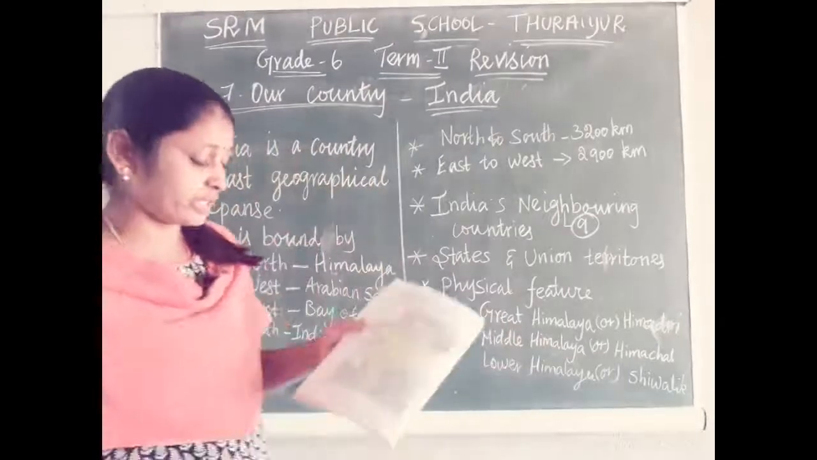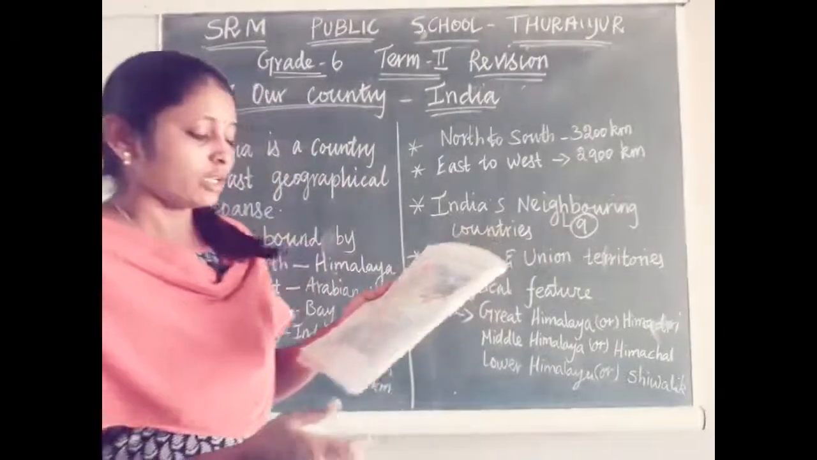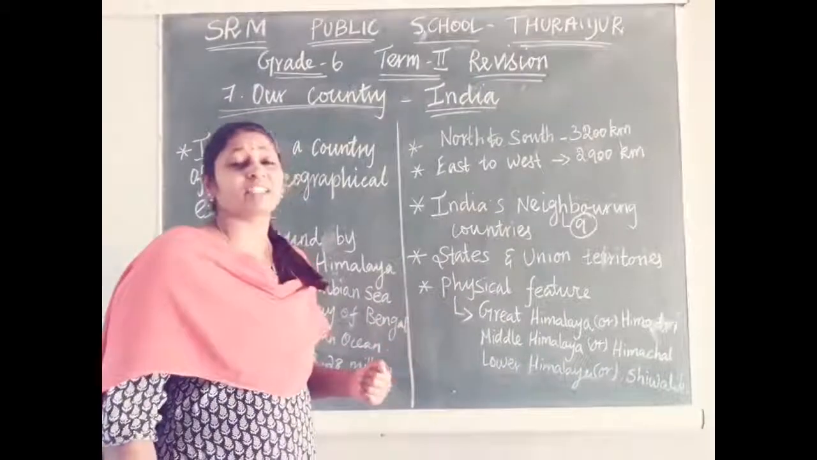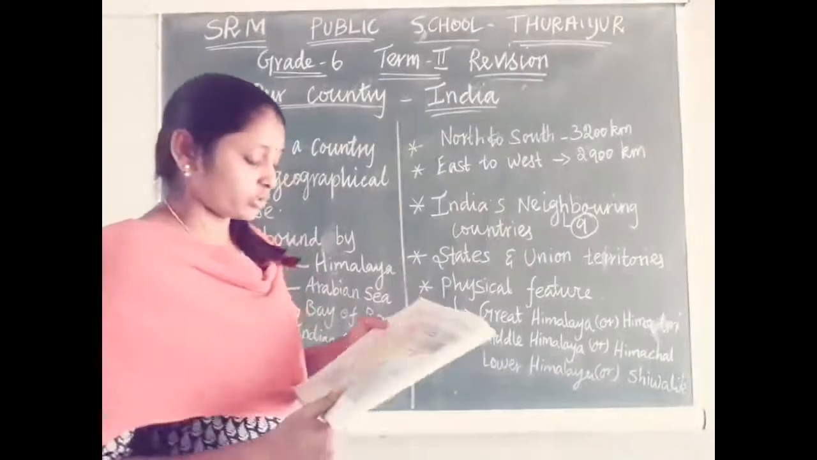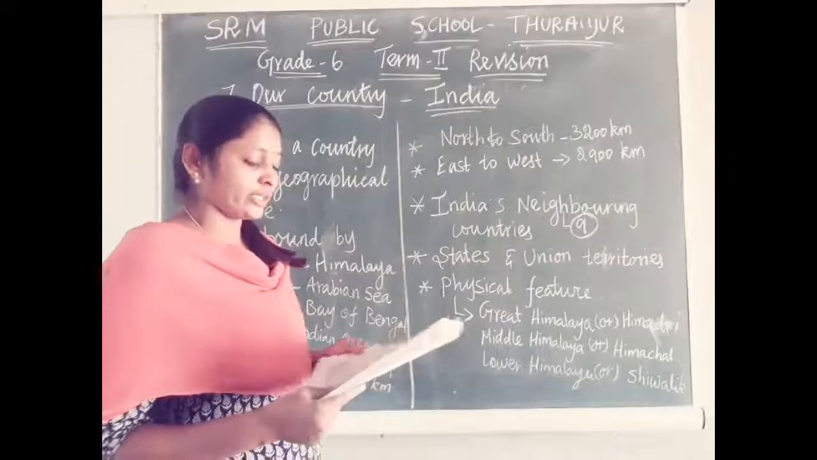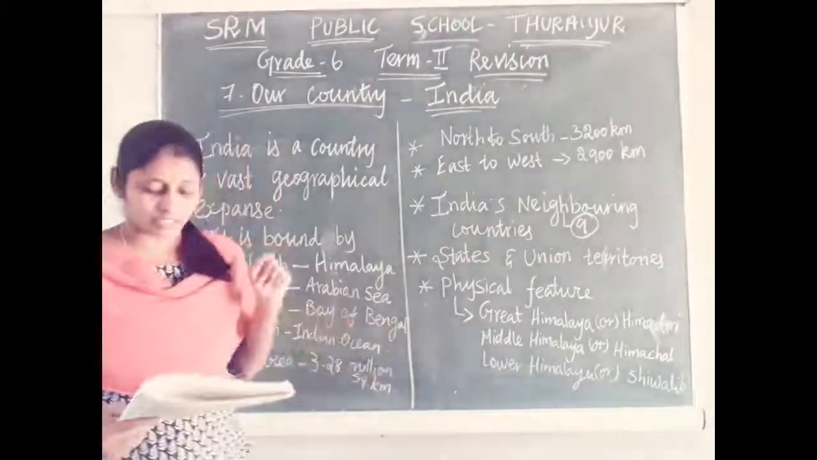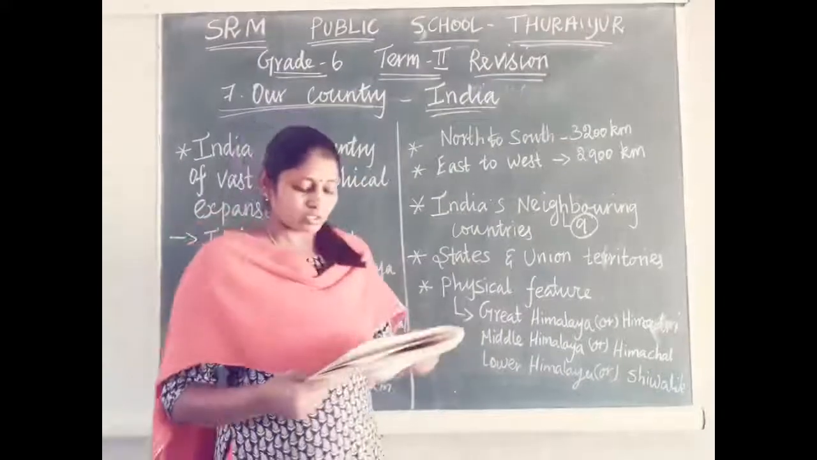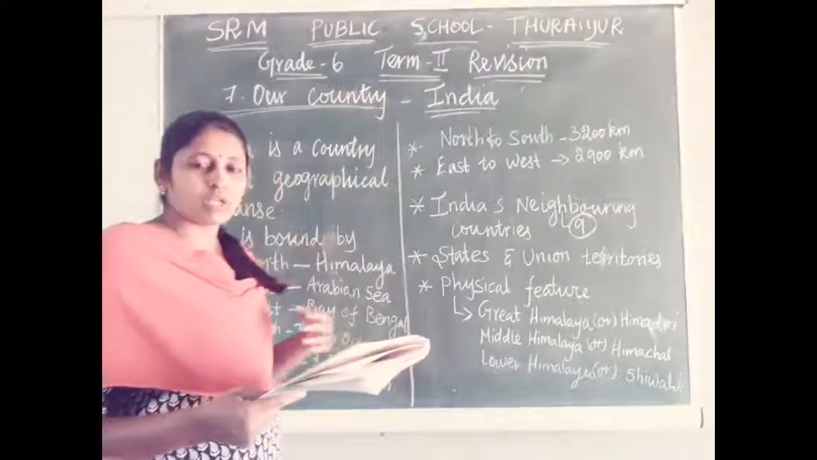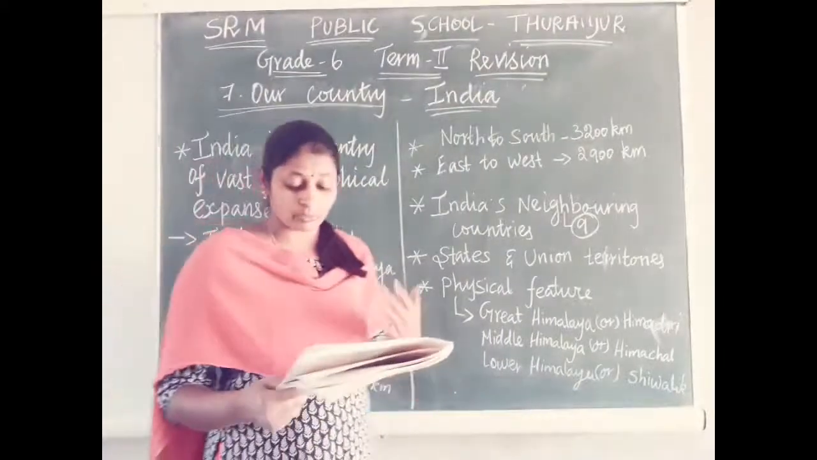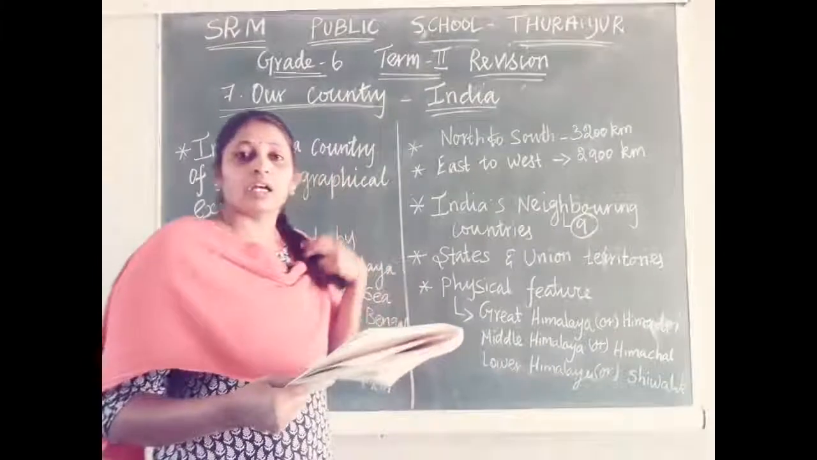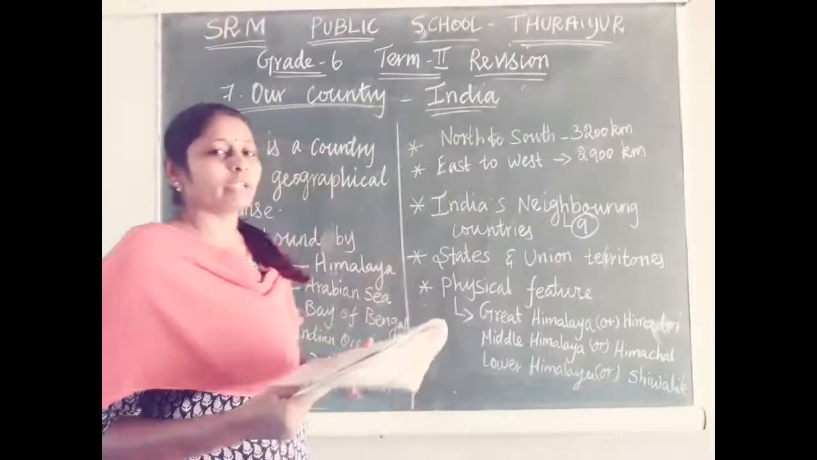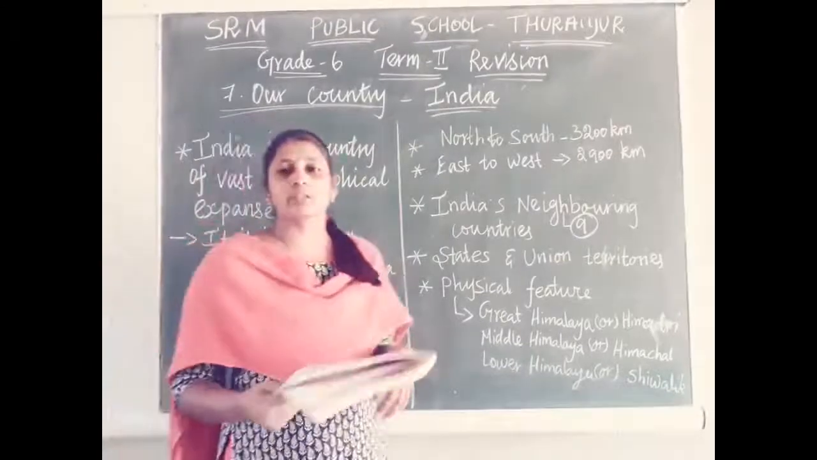Now, not just the Himalayas but all of India. In your book they have given the physical features of India. You should know that the Great Indian Desert means the Thar Desert. Peninsular rivers mean rivers of the southern part, like Kaveri, Godavari, and Krishna. These rivers are called peninsular rivers.